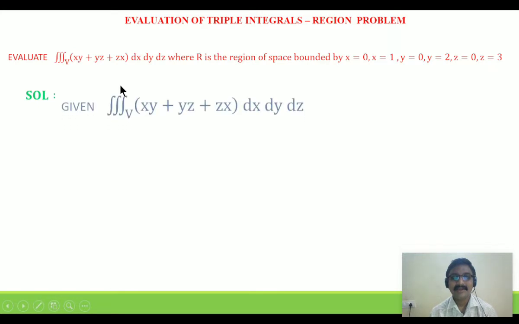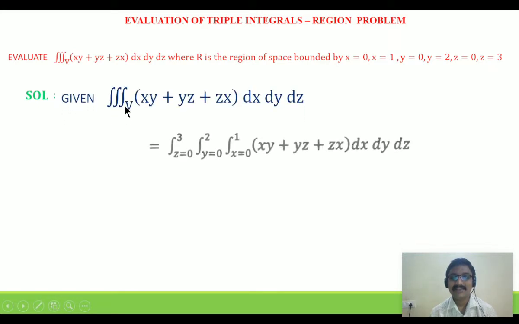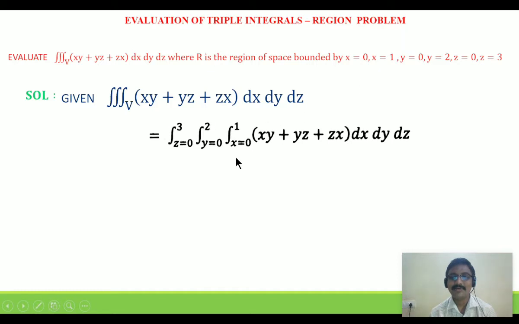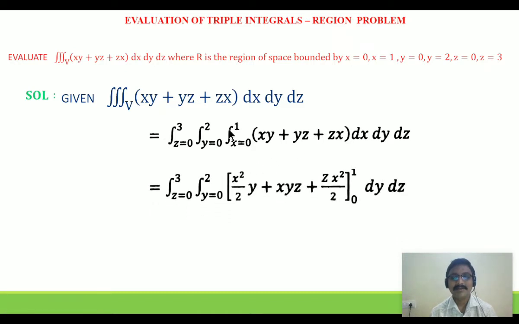Solution: given triple integral using the limits, that is x varies from 0 to 1, y varies from 0 to 2, and z varies from 0 to 3. So, just fixing the limits, now we have to apply integration with respect to x, then y, and then z. While integrating with respect to x, we have to keep other variable terms as constant. That is, yz is treated as constant. So y is kept as constant.